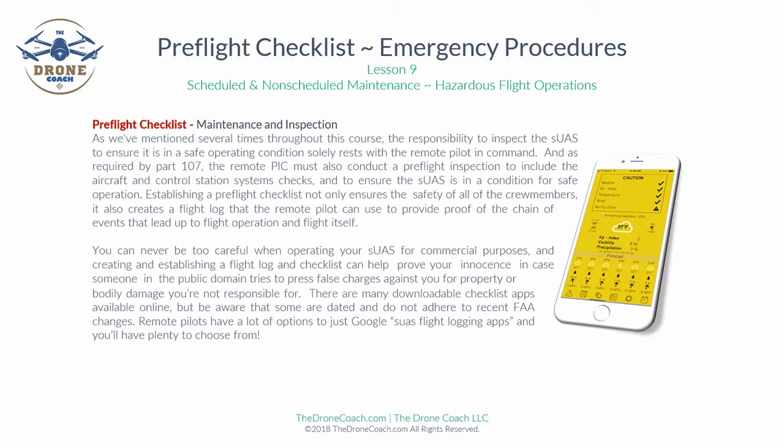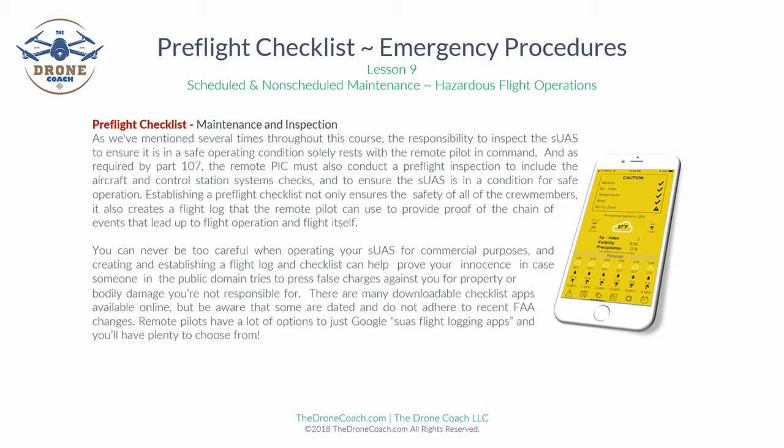All right, we are at Lesson 9: your pre-flight checklist, emergency procedures, scheduled and non-scheduled maintenance, and hazardous flight operations. So the first step here is pre-flight checklist, maintenance, and inspection.